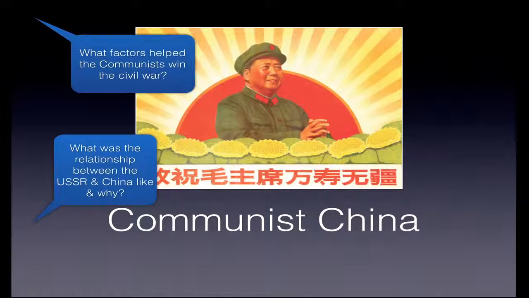Second focus question, what was the relationship between the USSR and China like, and why? Obviously, you remember that the USSR becomes the world's first communist state back in 1917. And so when China becomes communist in 1949, it adds a huge new nation and its massive population to the communist bloc of the world. So what was the relationship like between these two major communist powers?